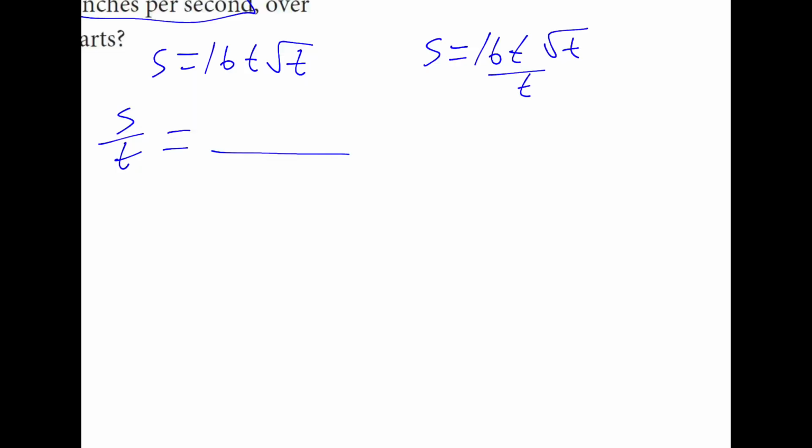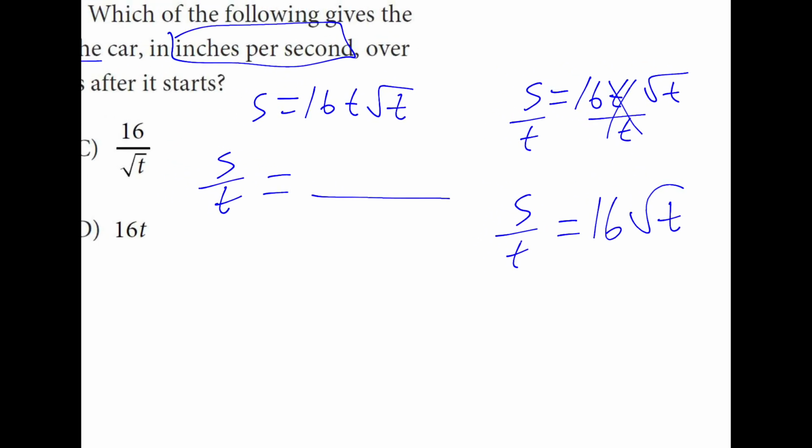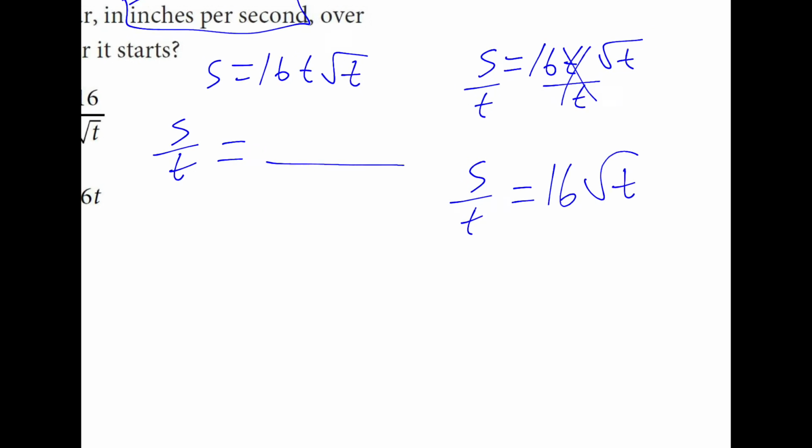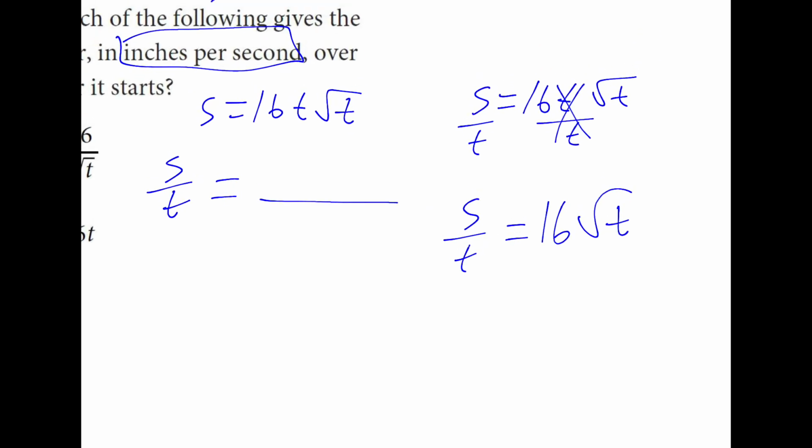If I divide both sides by t, I get S over t is equal to, and this goes away, 16 times the square root of t. B. Hardest part was figuring out what you're looking for.